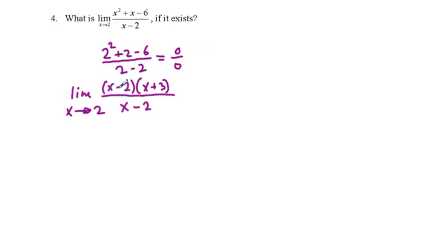And so we have cancellation. And so we have the limit as x approaches 2 of x plus 3. And when we plug in 2 this time, we get 5 for an answer. So 5 is our answer to problem number 4.